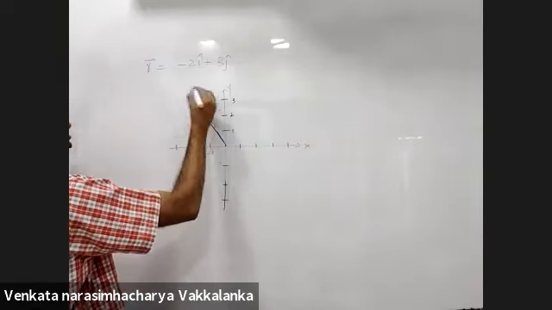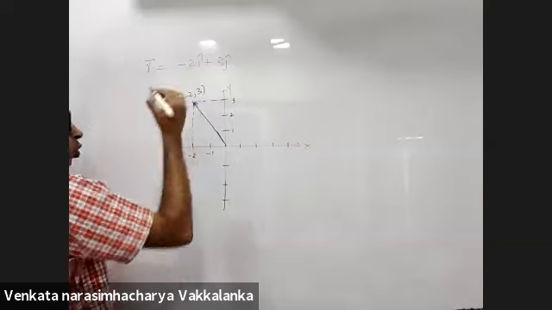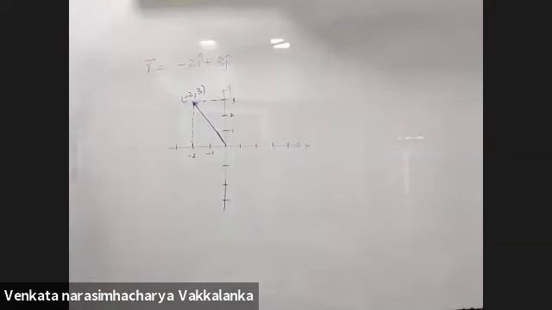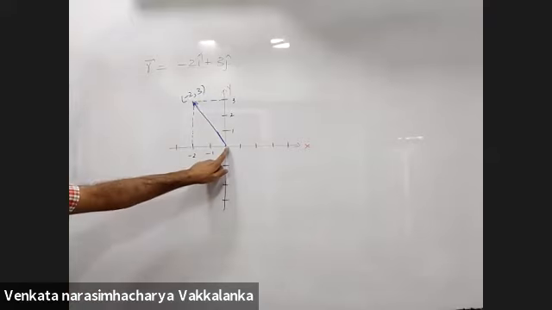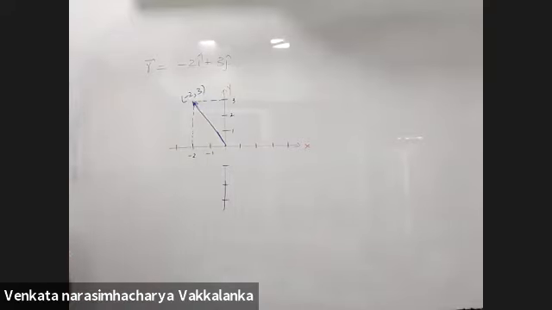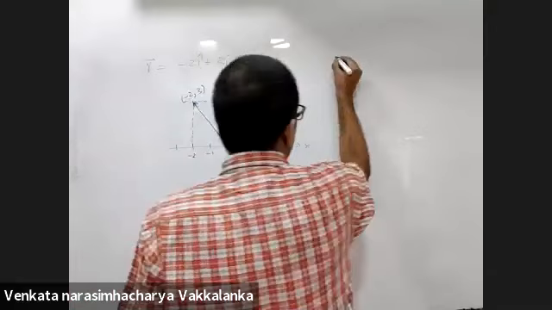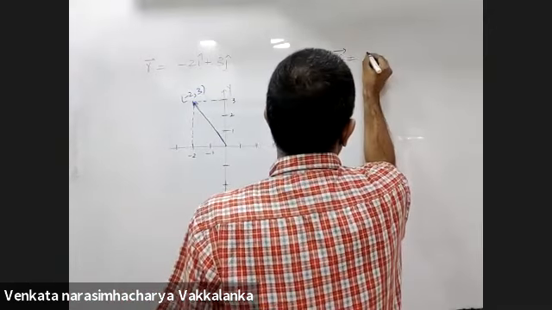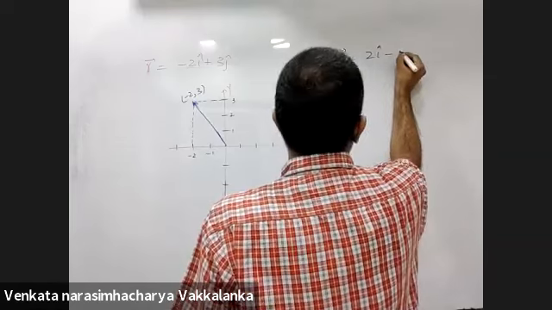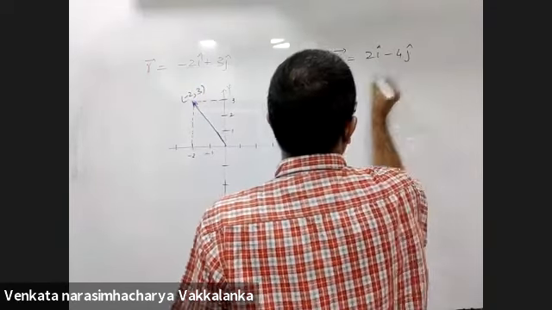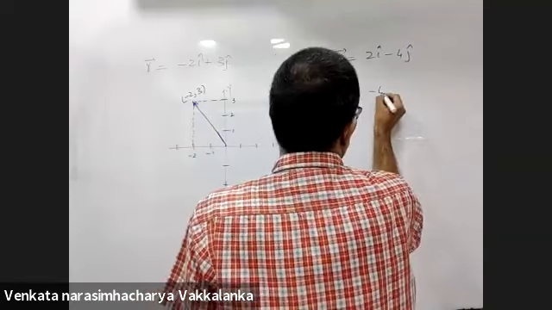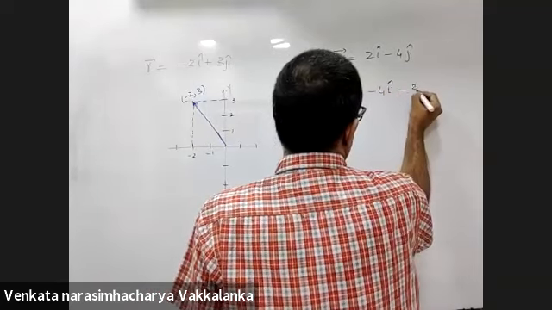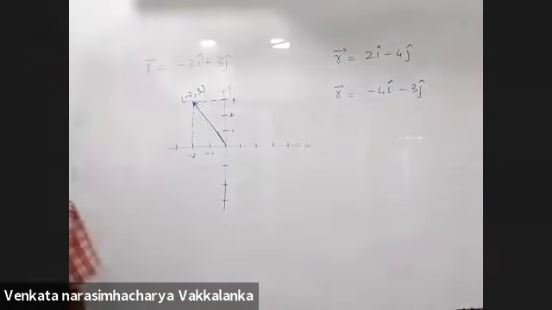Did you understand how to draw the vector? Minus 2, 3 will be the coordinates of the head of the vector. Tail of the vector is at the origin. Take this down and draw 2 i cap minus 4 j cap, and minus 4 i cap minus 3 j cap. Draw both the vectors.